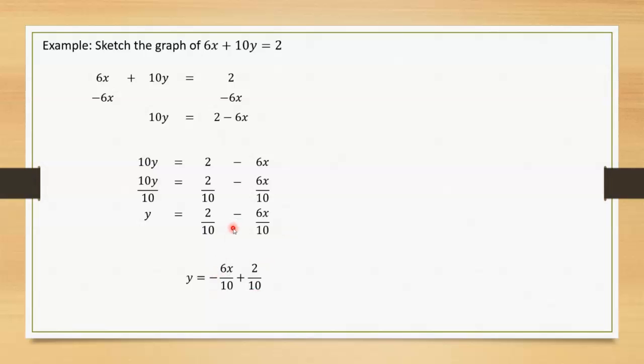All I did here was note that subtraction is the same as adding the negative. Or, if you want, you could think of it as switching the order but keeping the negative sign with 6x over 10. And really here, you can tell right away what the slope is. It's the coefficient of x, which is negative 6 over 10.